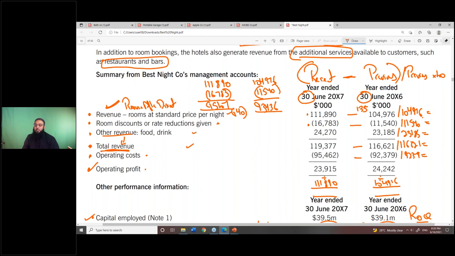And for this, I'll work out percentage change as well. So this minus this divided by 93,436. Percentage change. So I've done all the workings of percentage change here. Percentage change in revenue, percentage change in discount, percentage change in revenue after discount, percentage change of other revenue, percentage change of total revenue, percentage change of operating cost, and operating profit margin. Understood? You must understand this.